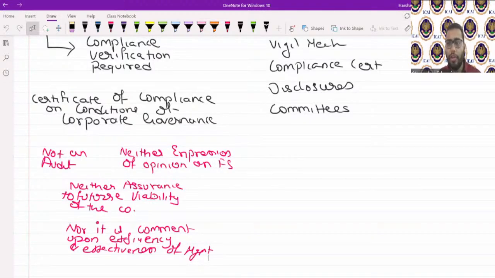There is no assurance on future viability. Does it ensure the effectiveness and efficiency of management is now good because they have independent directors? Answer is no. Unless we go and see the actual efficiency and effectiveness, we cannot comment. Only by having independent directors there cannot be efficiency and effectiveness. So this certificate is neither an audit, opinion, future viability assurance, nor a comment upon effectiveness or efficiency. Clear?